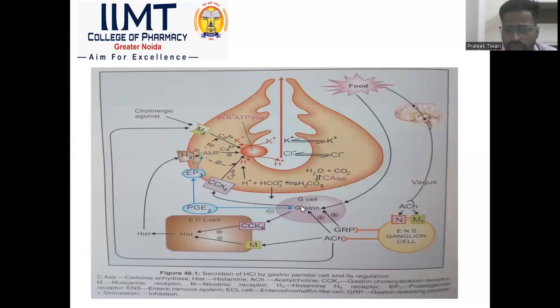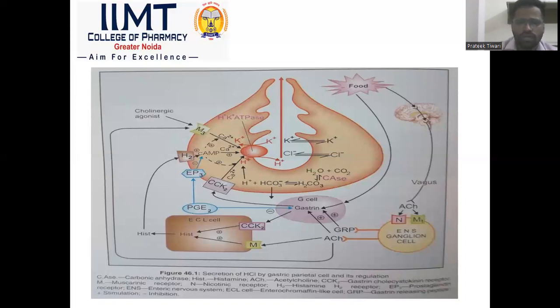The third pathway is when gastrin binds directly to the CCK receptor present on the membrane. It again triggers the release of calcium, and activation of protein kinase takes place. This activated protein kinase activates the proton pump, and the formation of acid takes place. So this is the basic mechanism of how acid formation takes place.